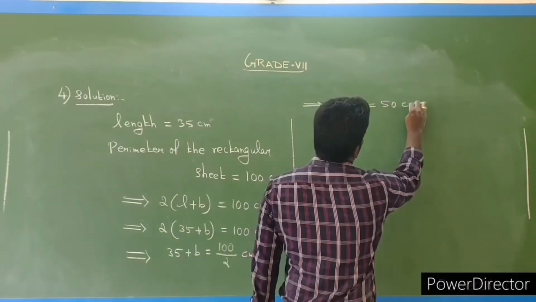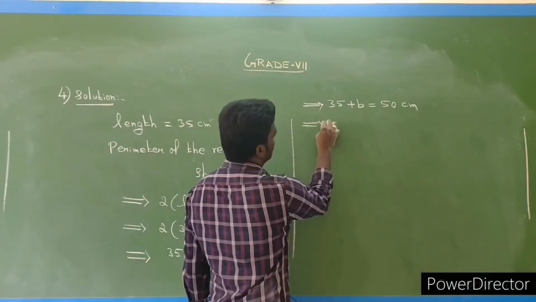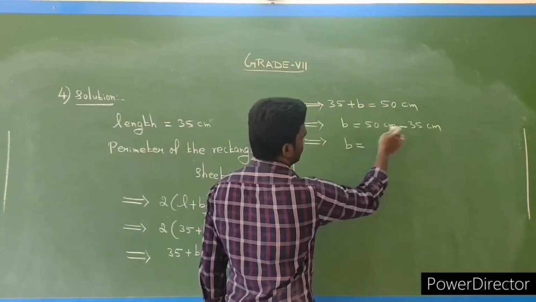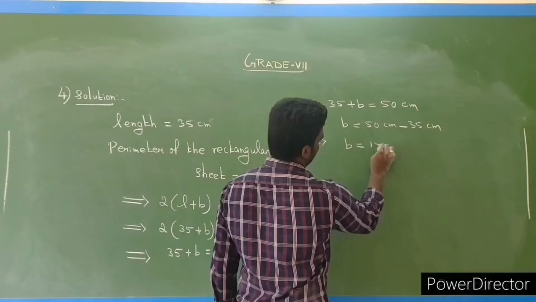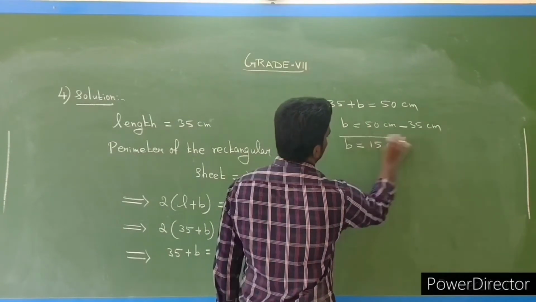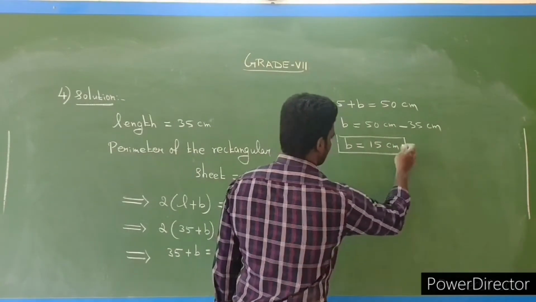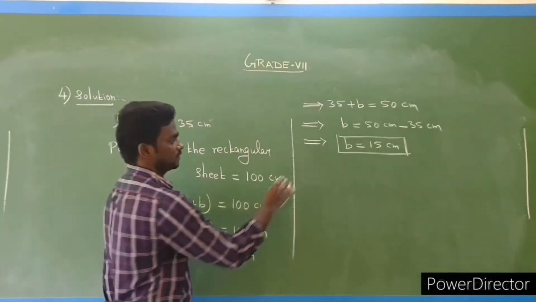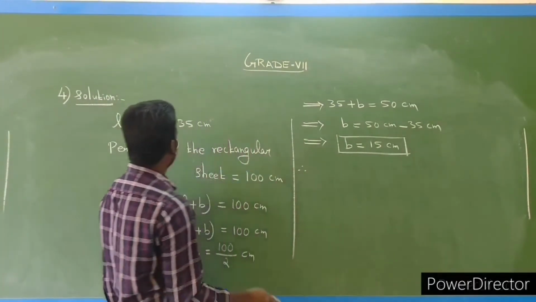50 centimeter. This implies that B is equal to 50 minus 35, which is 15 centimeter. So the breadth of the rectangular sheet is 15 centimeter. Next, we have to find the area of the rectangular sheet.